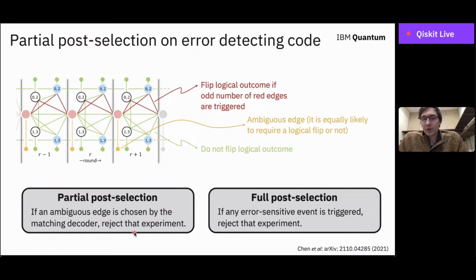In contrast, if we do partial post-selection, where we only throw out an experiment if the matching decoder chooses an ambiguous edge, because otherwise we know how to correct, or at least we do if there was just a single error. So we only need to throw out cases where it chooses an ambiguous edge, so the decoder is allowed to say that it's uncertain. So if we do this partial post-selection strategy, then we're actually keeping interesting cases, and we can look at our decoding algorithms and compare them.